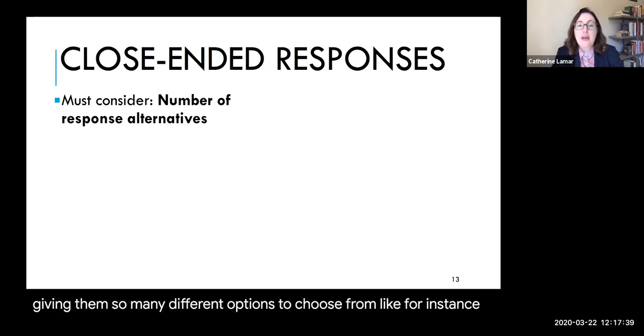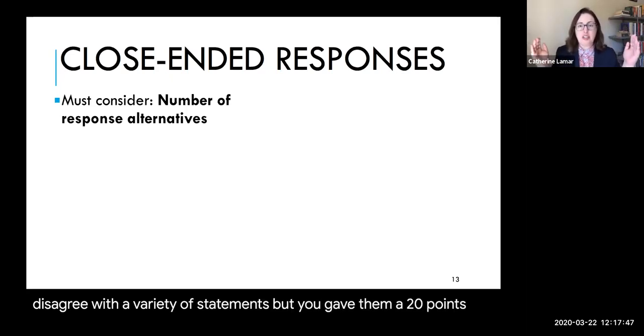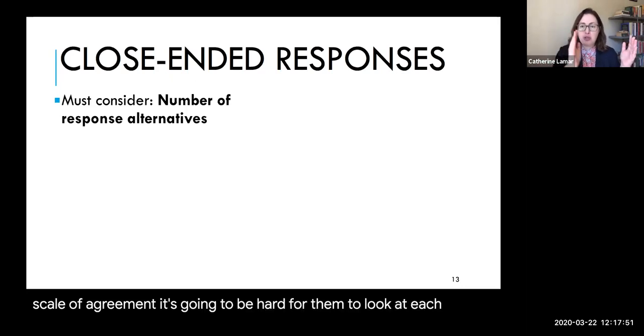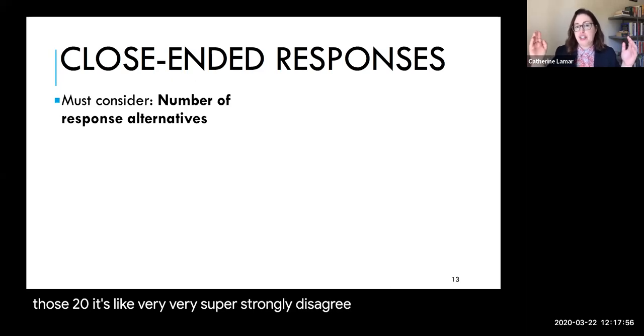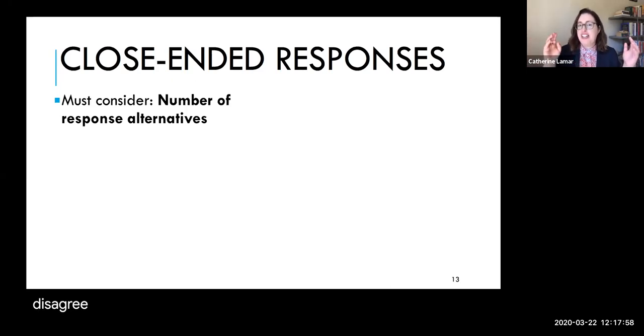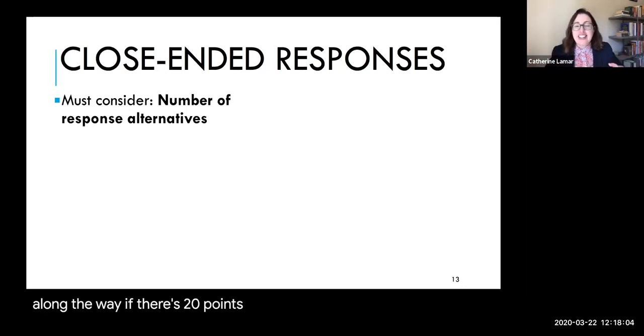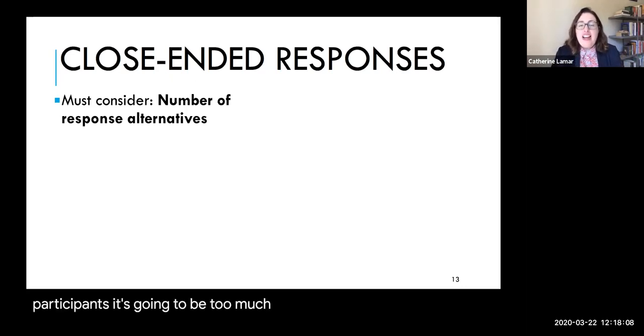Like, for instance, if you asked your participants to rate the extent to which they agree or disagree with a variety of statements, but you gave them a 20-point scale of agreement, it's going to be hard for them to look at each of those 20 points, like very, very super strongly disagree to very, very strongly disagree to very much disagree and so on. Like each and every point along the way, if there's 20 points there, that's going to overwhelm your participants. It's going to be too much.